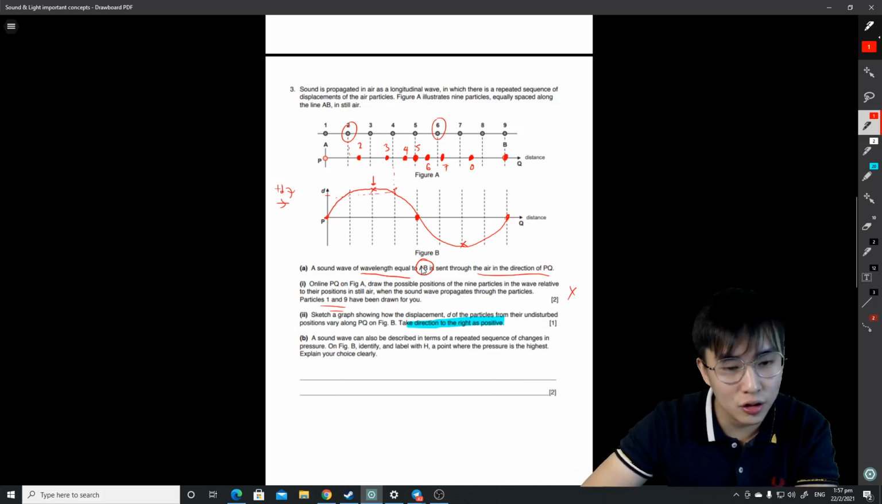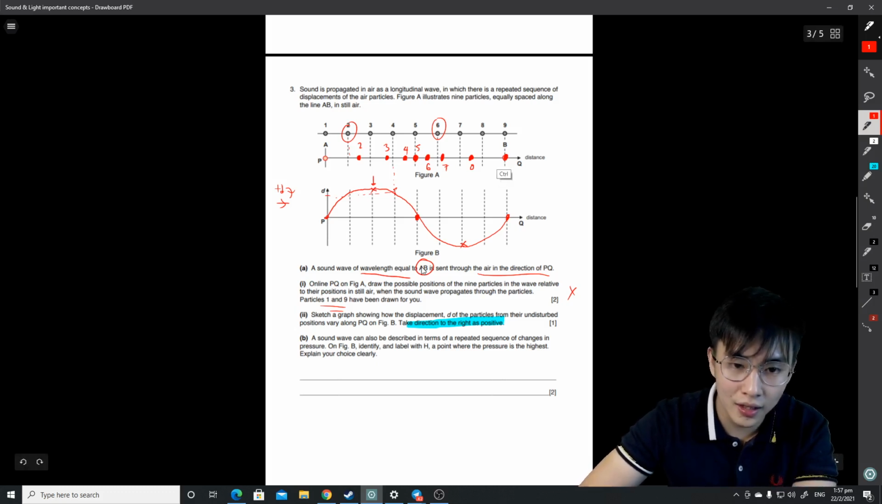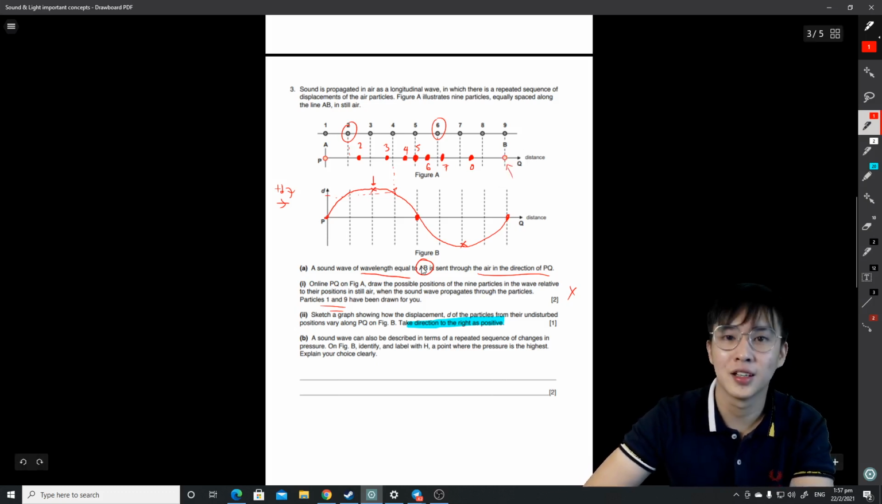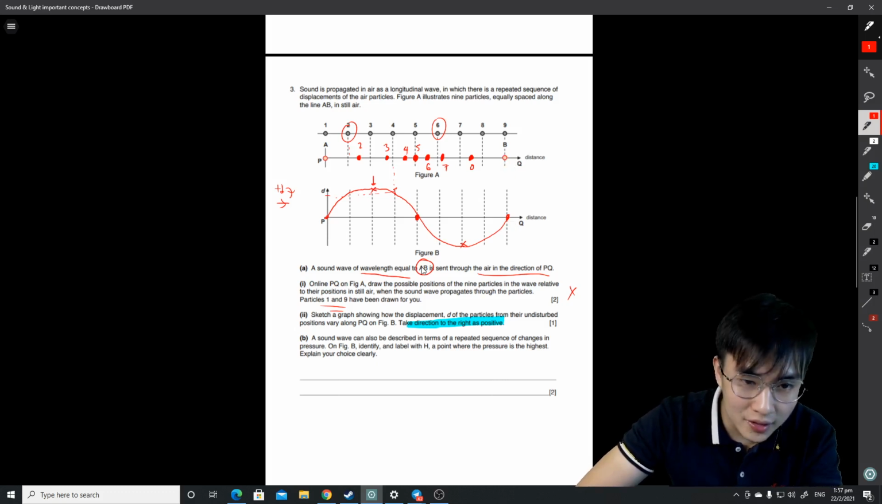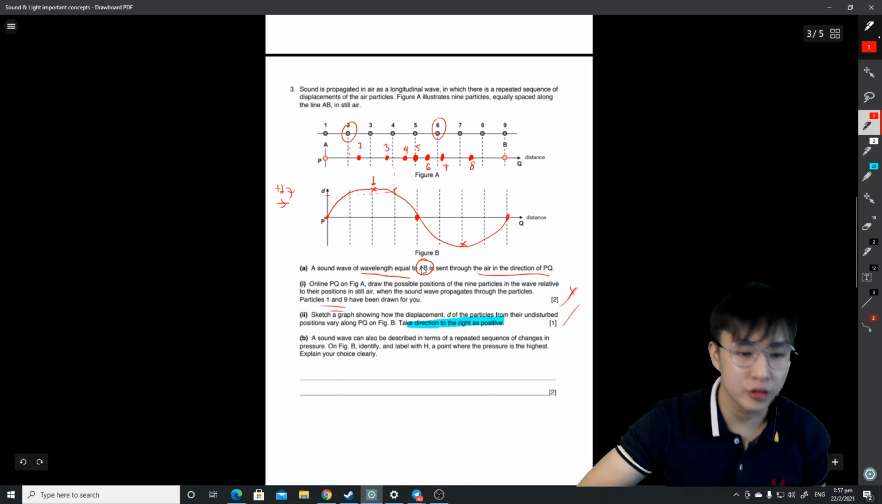Okay, and they've technically drawn particle 9 for you. So you don't really need to draw 9. Okay, you can see even if I erase my 9, it's already drawn for you. Okay, so you don't need to draw, but this is it. This is particles 1 through to 8. Okay, so done. Very easy. Now we do the last one.